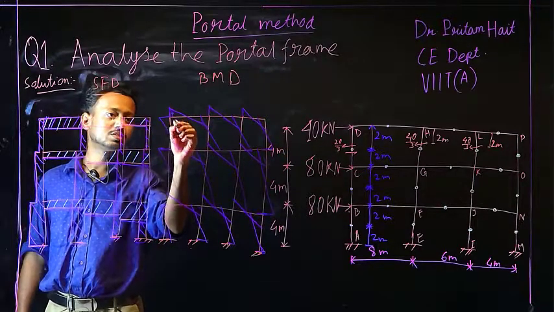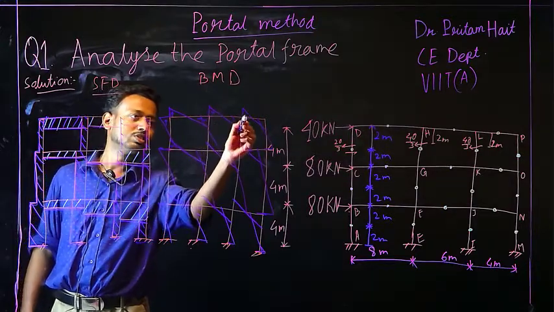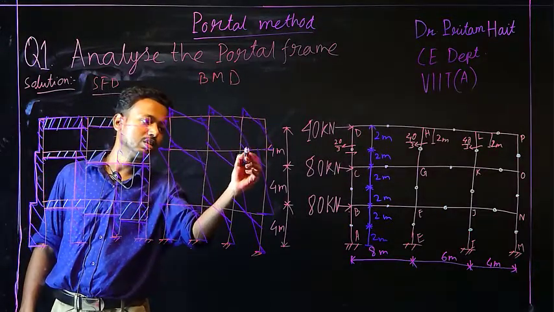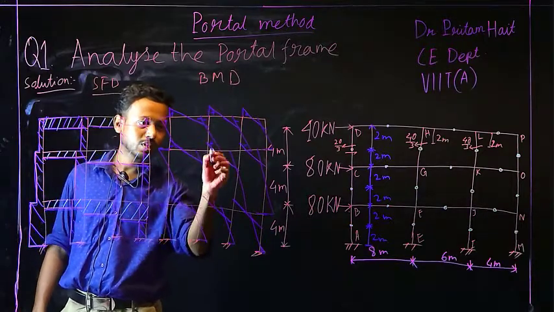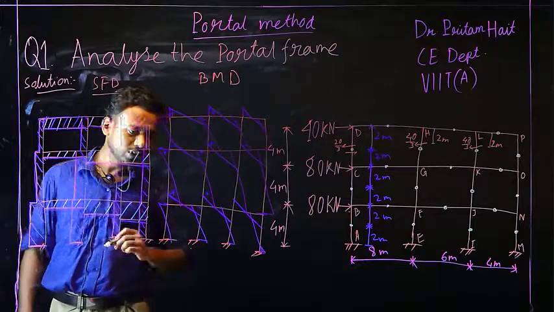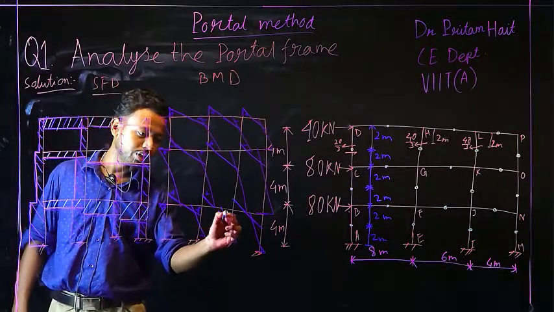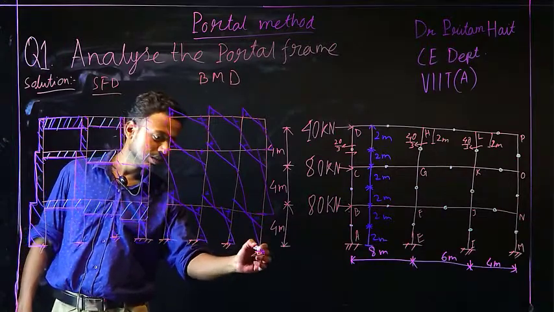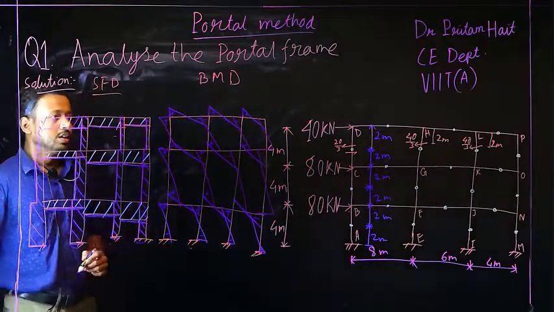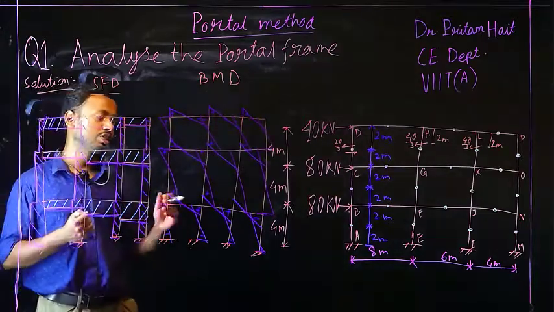And just mark this positive, this positive, this negative, this negative, and give the sign convention. It will give a better look to your diagram. Okay, so in this way you can draw the bending moment diagram of each member, and it will give a nice look to the bending moment and shear force diagram.